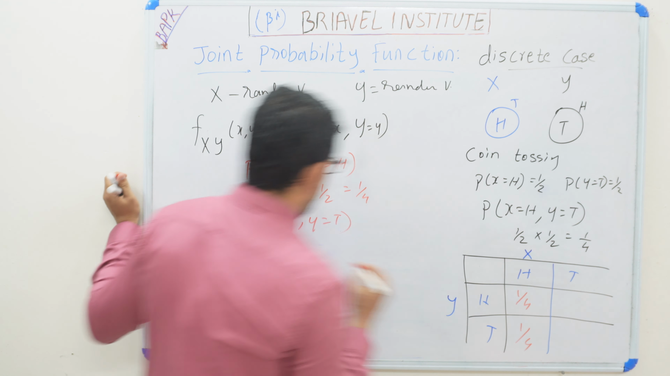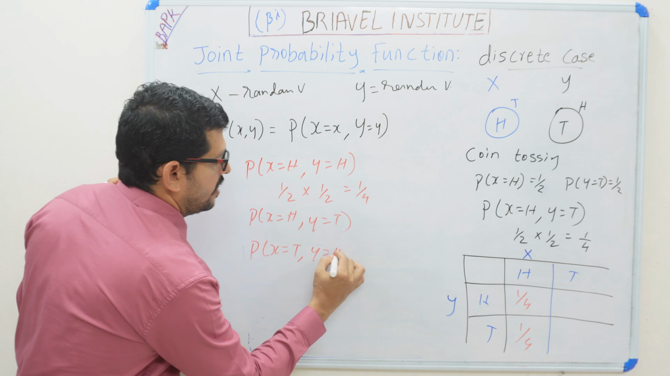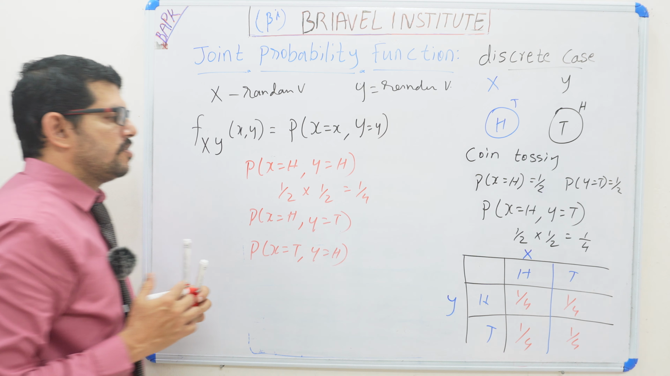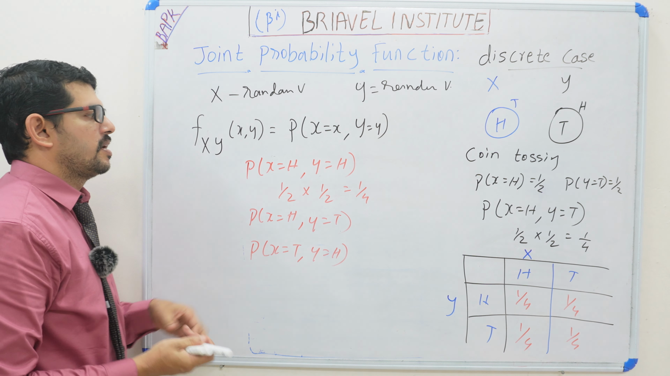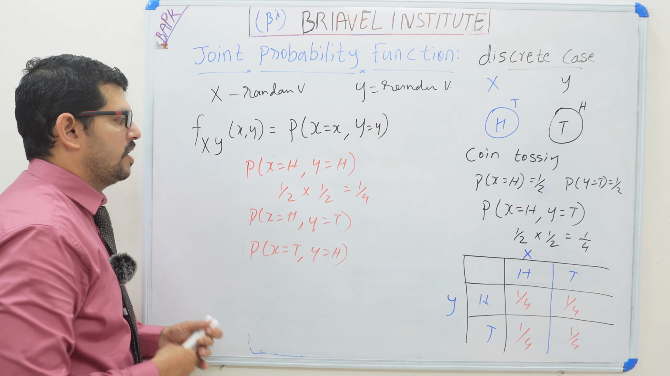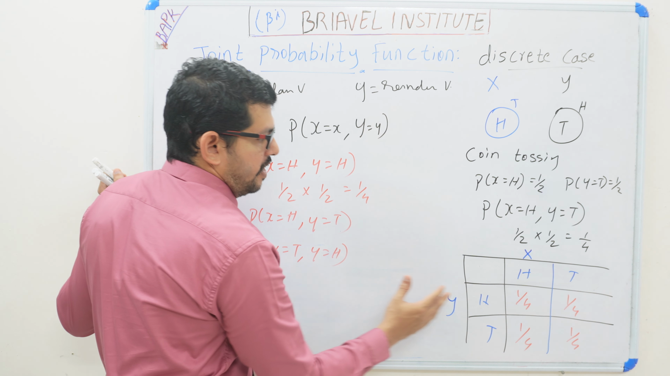I have a chance, probability of x is equal to tail and equal to head. So this probability is also 1 by 4. This is also 1 by 4. So in joint probability I am representing it like this: x is equal to head and y is equal to head. I hope you understood how to represent the joint probability, how to take the values from the diagram.